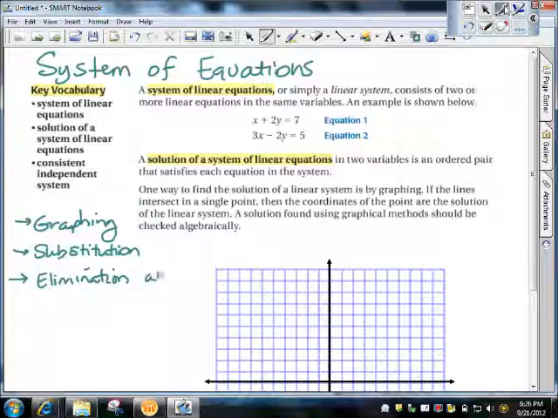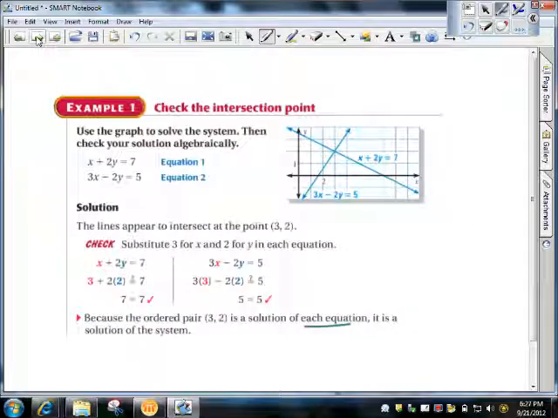And that's actually my favorite one. But I do need to teach you graphing, or at least review graphing with you. Now remember, if you have two variables, you have to have two equations to solve it. And one way of doing that is graphing it and looking at their point of intersection.